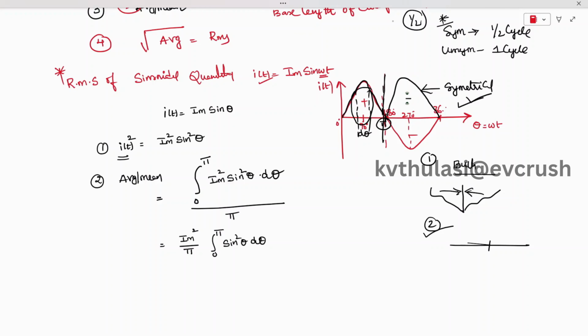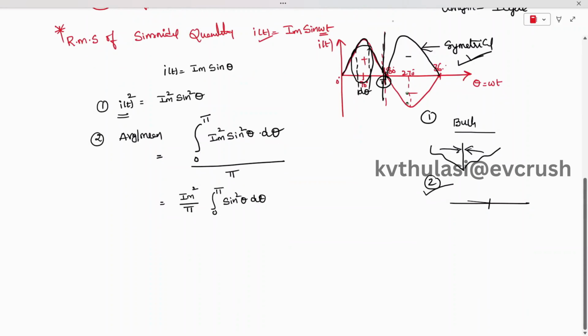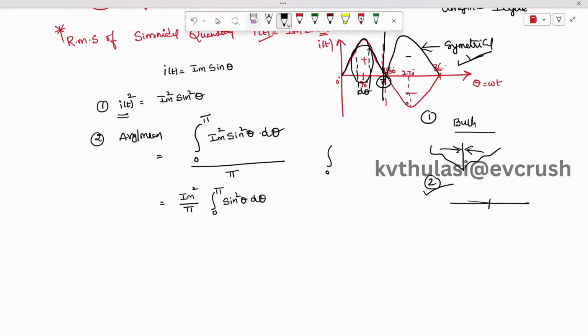So let's try to do it separately, then our answer becomes simplified. So 0 to pi, let's erase this unnecessary thing. We will find this integration value. So the integral from 0 to pi of sine square theta d theta.